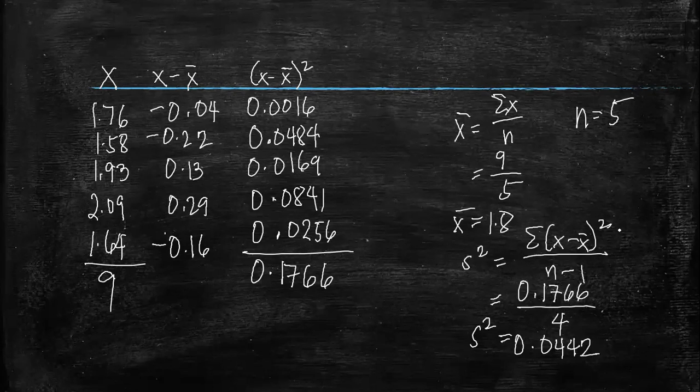Actually, ang answer natin, class, 0.04415. Pero dahil 5 decimal places and kailangan nating i-trim into 4, we round off our answer to 4 decimal places. So the answer is 0.0442. And then the square root of 0.0442 would be our standard deviation, which is 0.2102. That's the answer. Let's check.